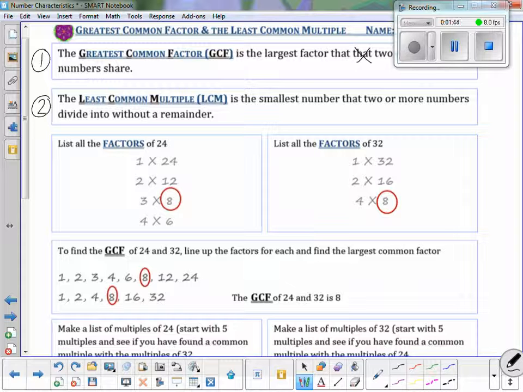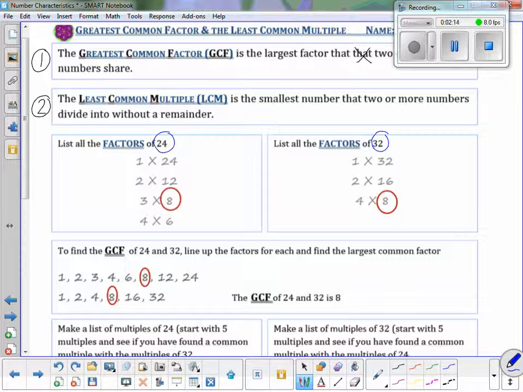So we're going to start off today by tackling how to find the GCF. What does GCF stand for? You tell me. Greatest common factor. And that was with a lot of enthusiasm. So we're going to find the greatest, or the largest, factor that two numbers share. So let's start by looking at the number 24 and the number 32. And we're going to find the largest factor that these two numbers share.